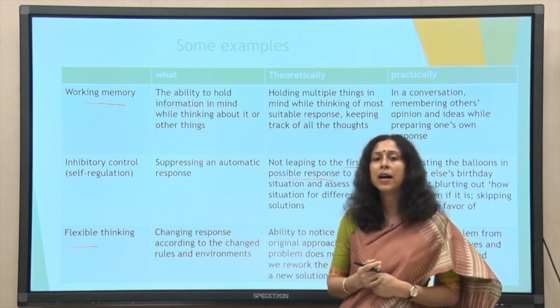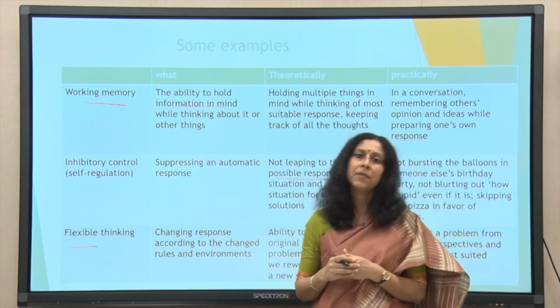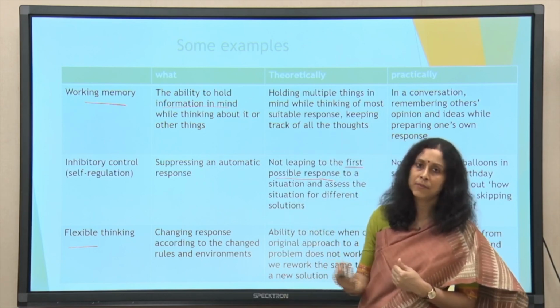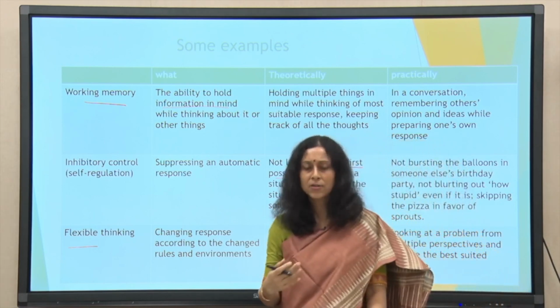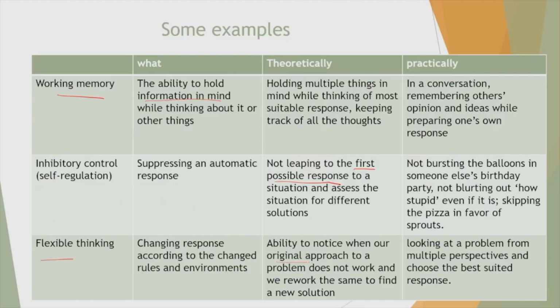Typically, we are used to taking the same route again and again, but a flexible mind will take different possible angles to look at the same problem. That is all there is to flexible thinking. So, it is the ability to notice when our original approach to a problem does not work and needs to be reworked. The same problem can be reworked to find a new solution. This is what it refers to in a real life situation as well: looking at a problem from multiple perspectives and choosing the best suited response.